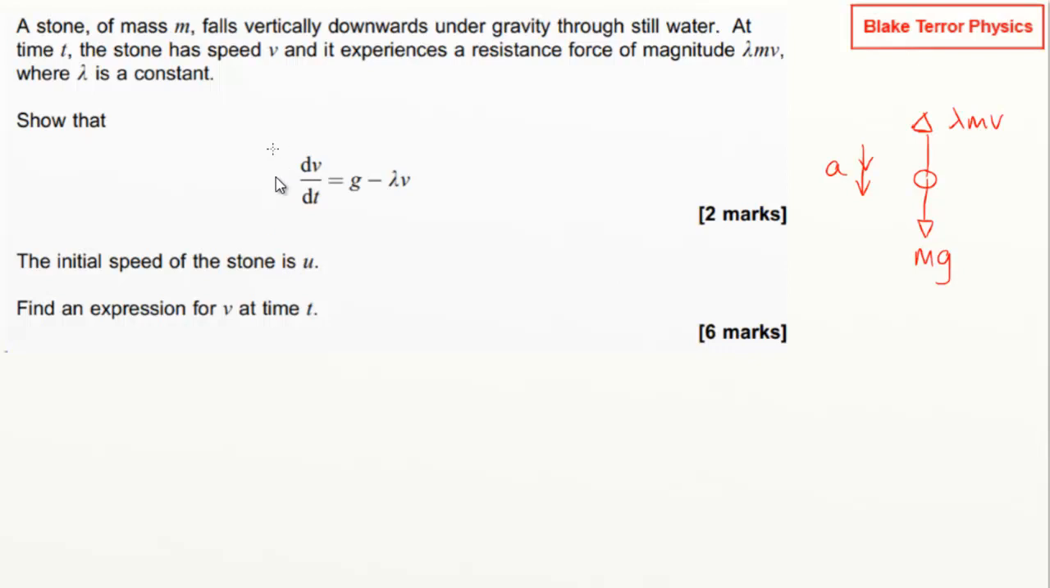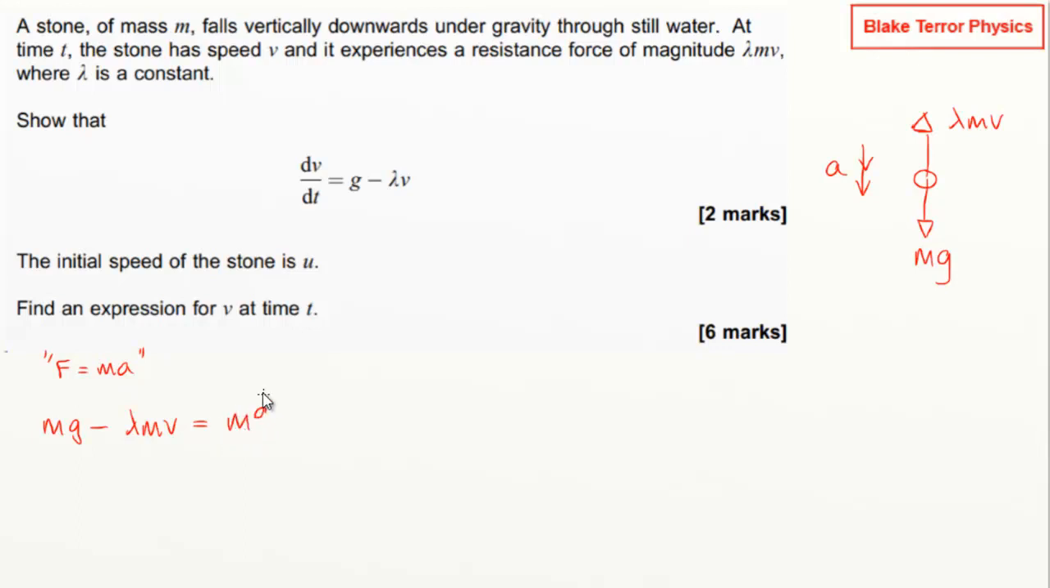Now we need to show this differential equation here. So we're going to be applying Newton's second law. That's our connection between force and acceleration. So let's go with that. We do F equals ma. So our resultant force is going to be mg minus lambda mv. That's going to be equal to our mass times our acceleration.